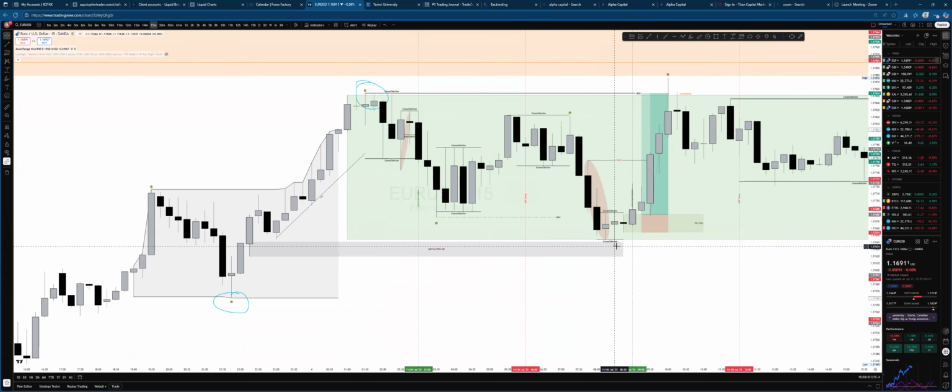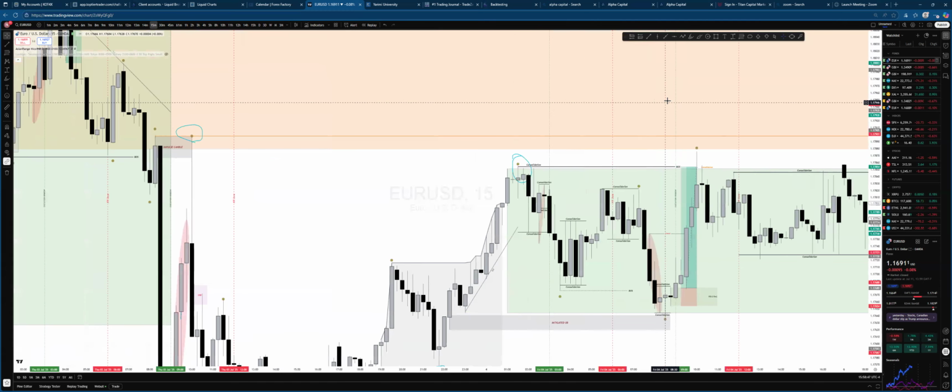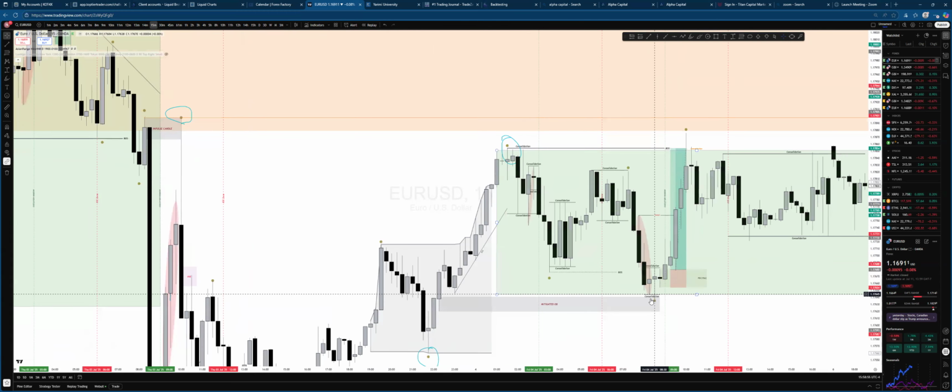Price mitigated it before my time zone, which was 9 o'clock New York time. Then I had a change of character and a break of structure. That confirms the push to at least come take this zone. And look where I took my TP. I didn't take it to the high of this overall zone here to say I'm going to sweep here. No, I just know that price wants to come sweep here. Why? Because this high mitigated this zone, changed character, broke structure.